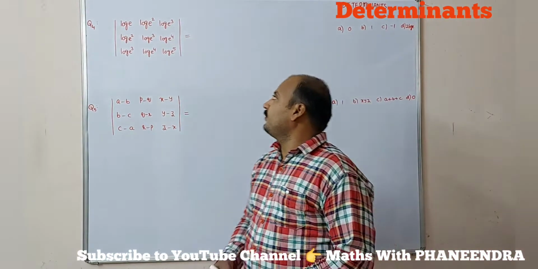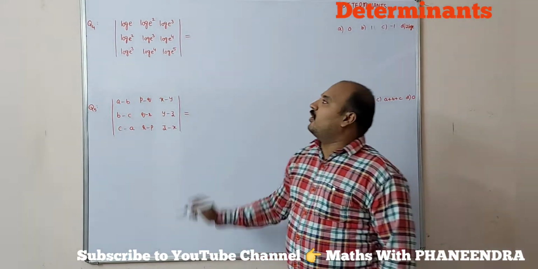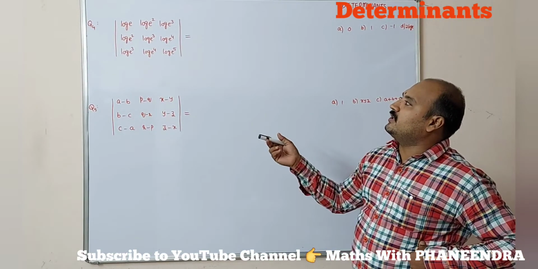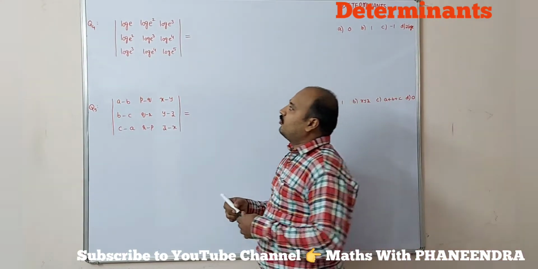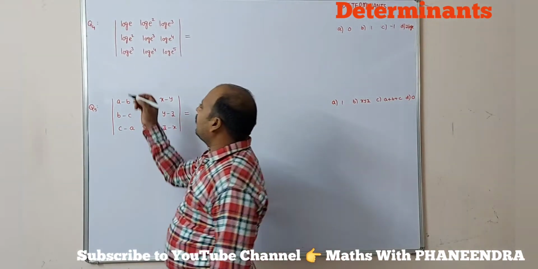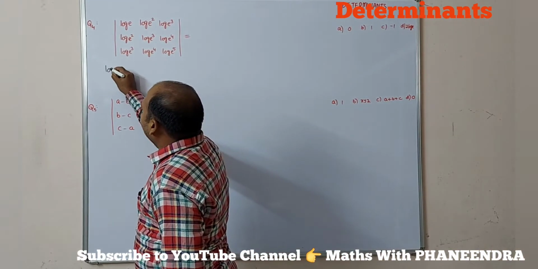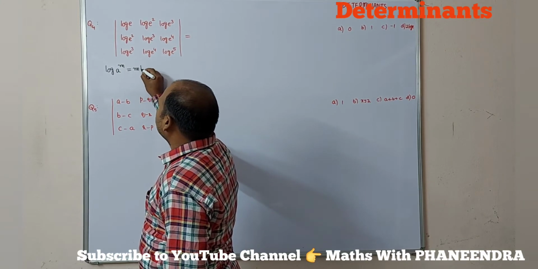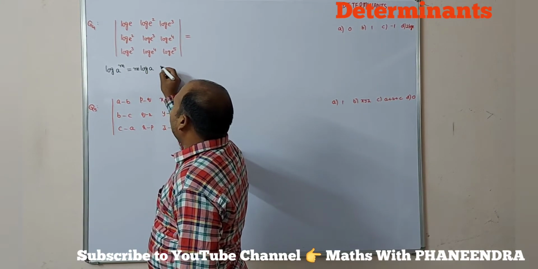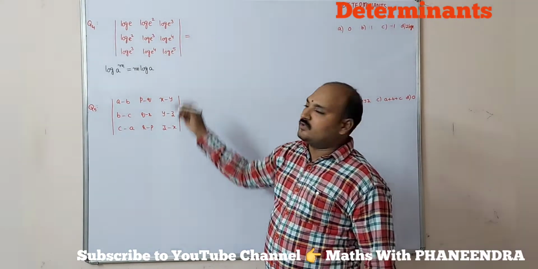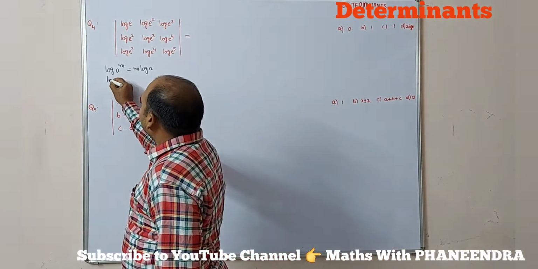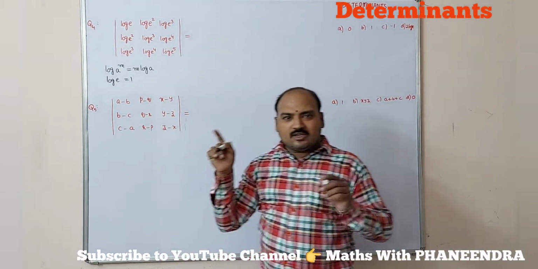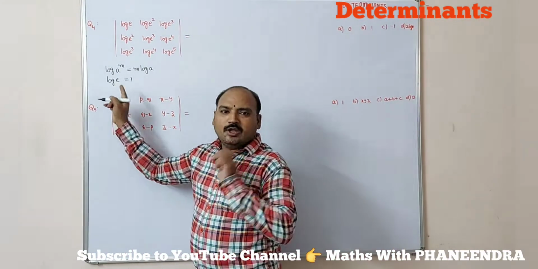The next question: determinant of log e, log e square, log e power 3; log e square, log e power 3, log e power 4. See here, dear students, you remember the logarithm property: log a power m can be written as m into log a. So by using this property, we will reduce the values, and log e value is equal to 1. That means log e value is 1, meaning the base is always e only.